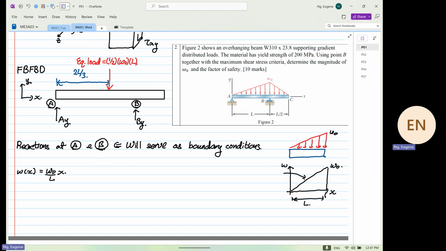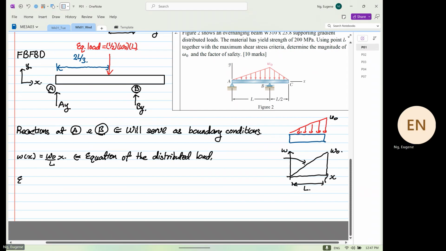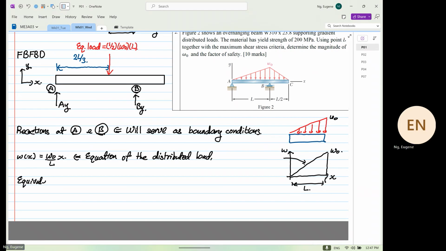Right? So this is the equation of the function, or of the load, or the distributed load. With this in mind, the equivalent load will be equal to, you integrate omega naught over Lx dx from 0 to L.